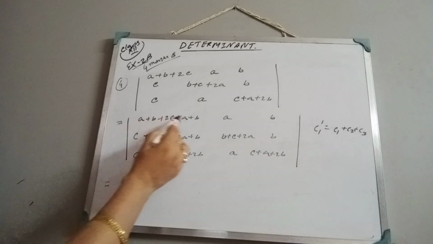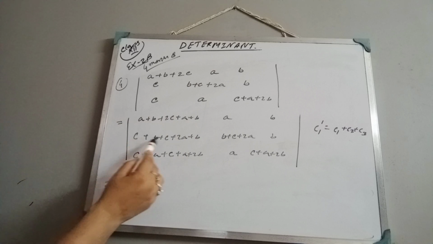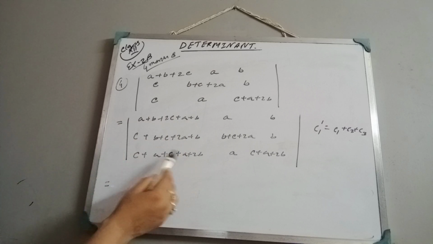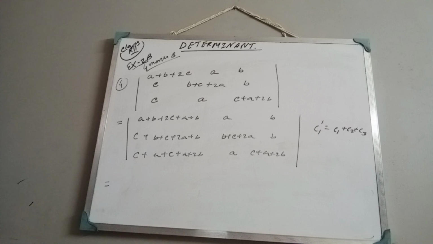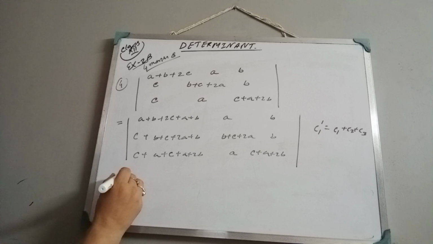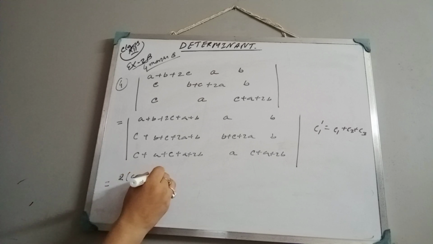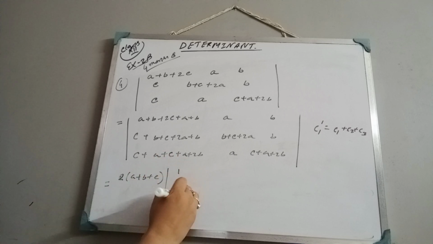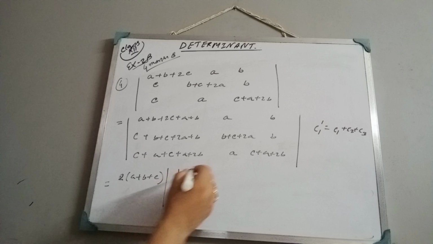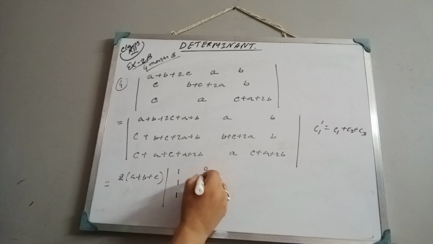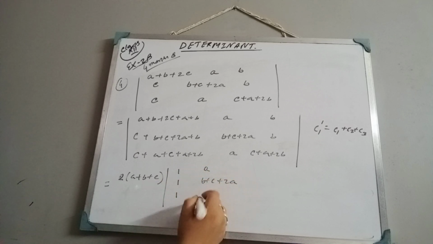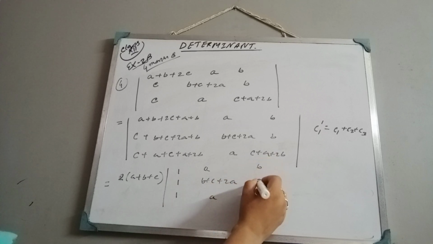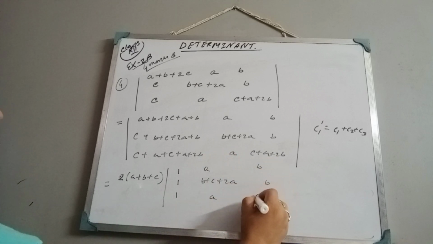Now it is coming 2A, 2B, 2C here, here also 2A, 2B, 2C, and here also 2A, 2B, 2C. So 2 into A plus B plus C we can take outside the determinant. So we will get 1, 1, 1 in the first column, and the rest will remain the same: A, B plus C plus 2A, and here it is A, B, B, and C plus A plus 2B.